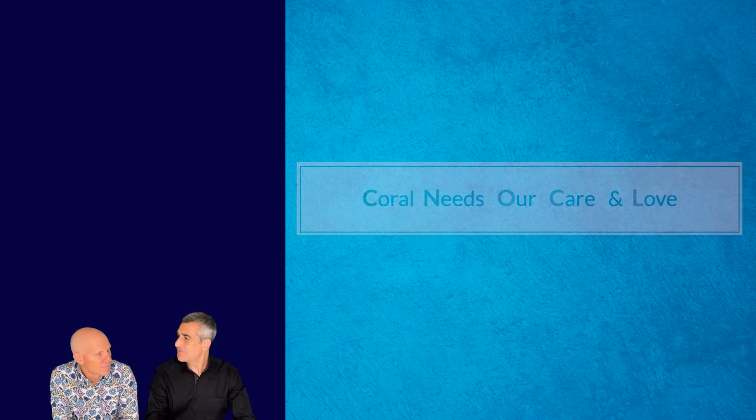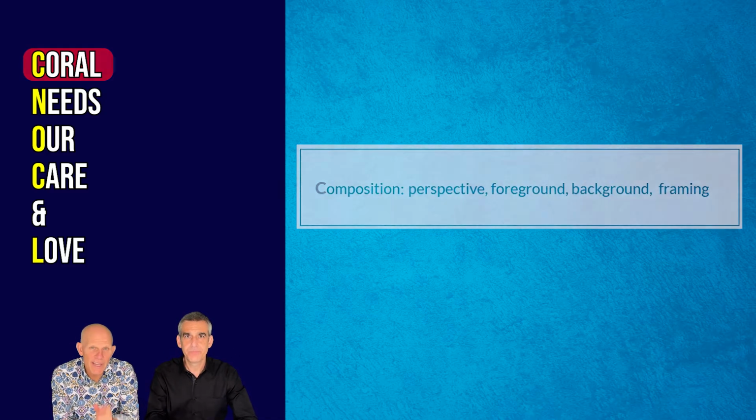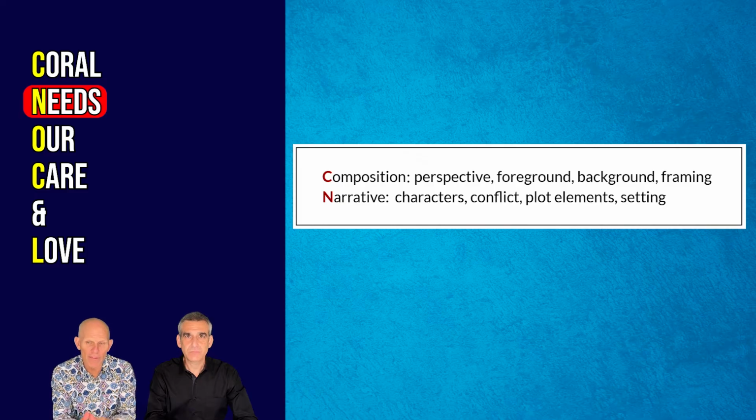Mr. Giles, the C stands for composition. Of course, with composition, we could be thinking about perspective, framing, background, foreground. How are the elements arranged on the page? That's right. N stands for narrative. We want to remember that with a multi-panel comic in particular, with all these panels, there's a narrative, there's a story. So we think about characters, conflicts, setting, all the elements of story.